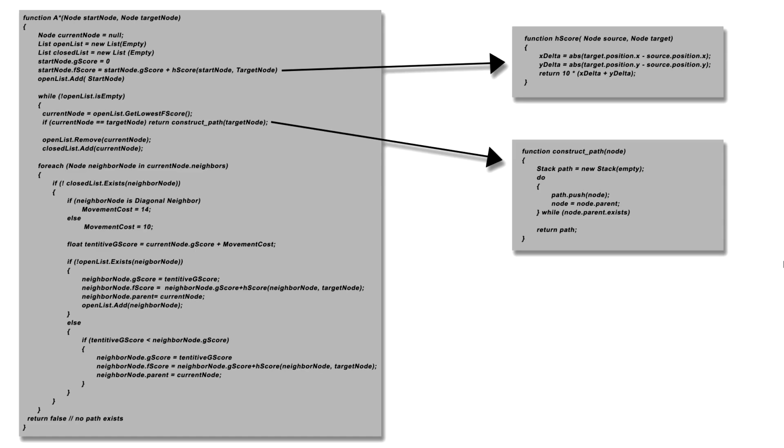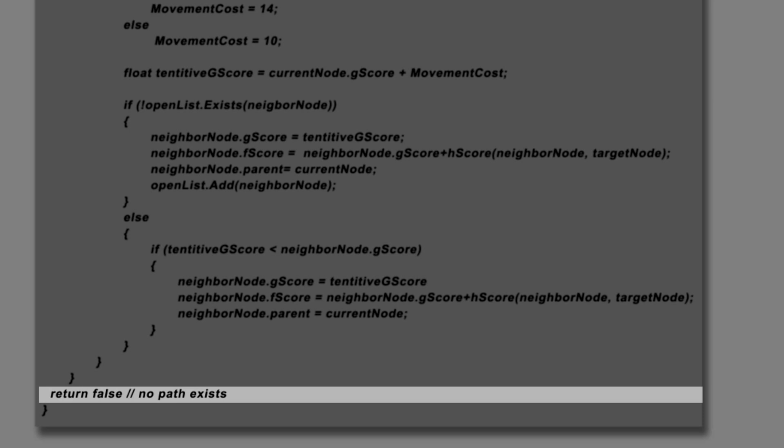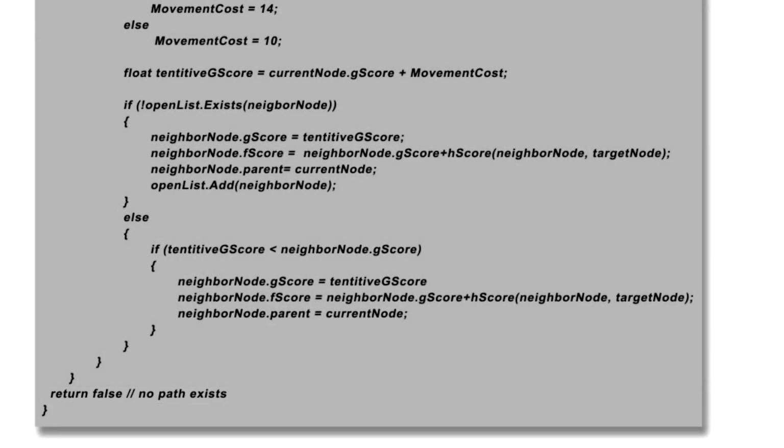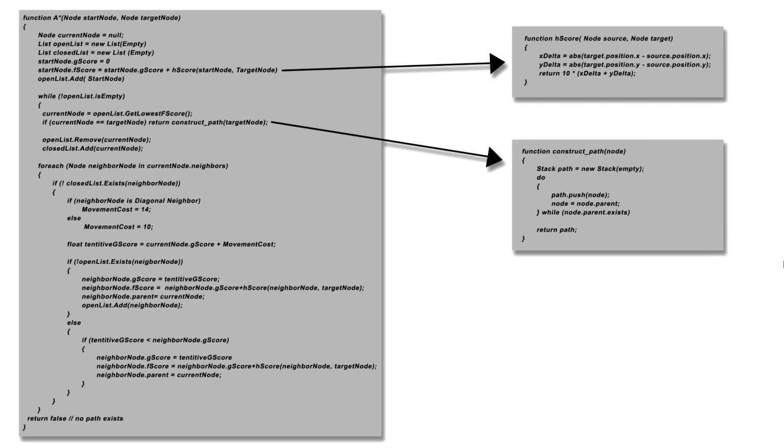You'll also notice at the bottom that I say return false and no path exists. This only gets executed if the open list runs out of nodes, because if the open list is empty, it means that we have no way of reaching the target. The target is obviously disconnected in some way from the graph. In the case of a nav mesh, you could imagine that you've told the agent to navigate to a position that falls outside the bounds of the nav mesh.